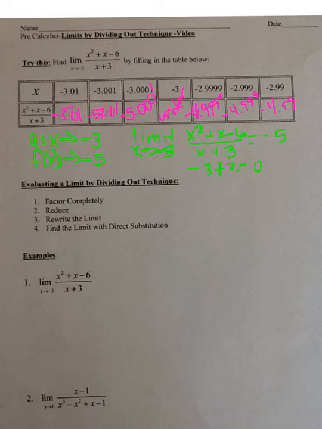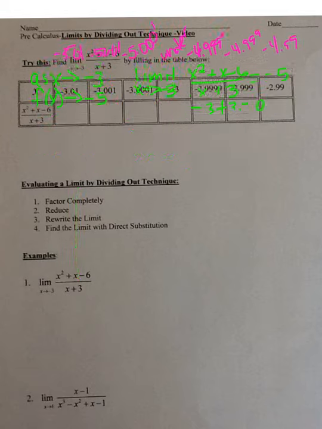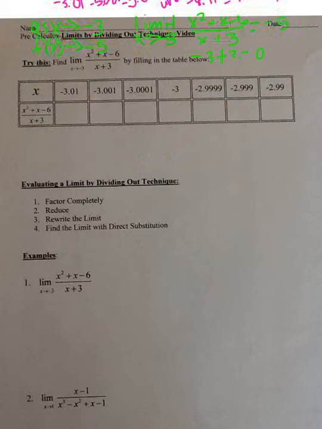All right, so the first thing you're going to do is factor completely. So you're going to factor the numerator and denominator. You're going to reduce. You're going to rewrite the limit, so you're going to write it with your new function. And then you're going to find the limit with direct substitution. All right, so number one is from the do now. I'm just going to move everything up a little bit.